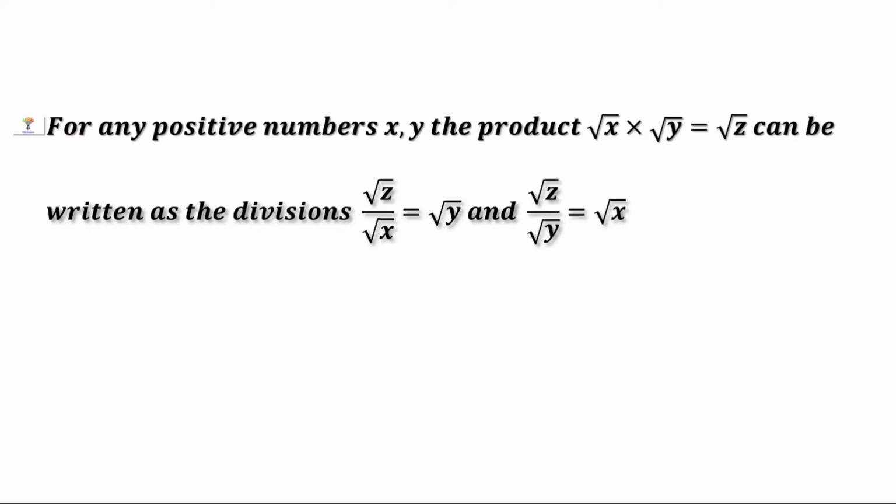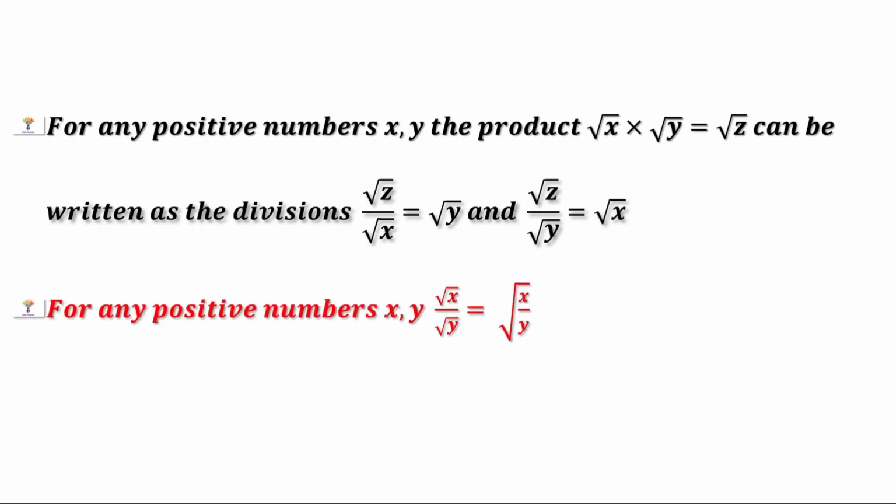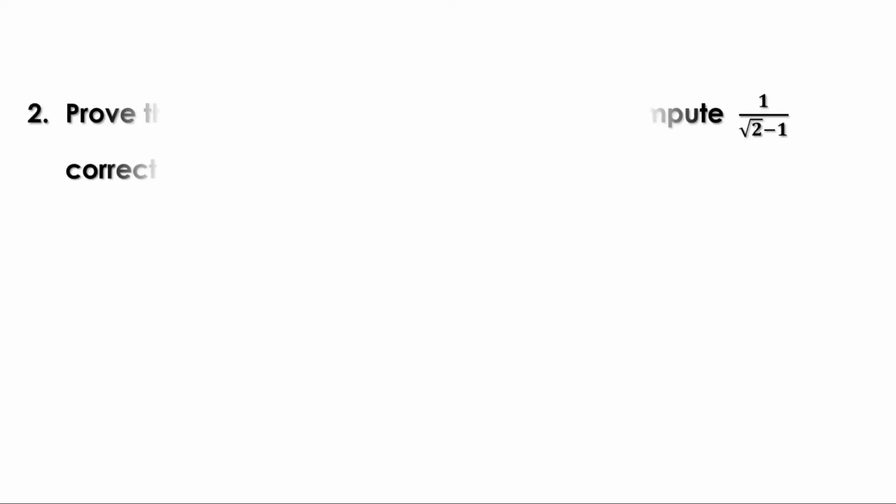We have seen that for any positive numbers x and y, the product root x into root y equal to root z can be written as the divisions root z by root x equal to root y and root z by root y equal to root x. We have also seen that for any positive numbers x and y, root x by root y equal to root of x by y. There was a homework. Let us check the answer now.